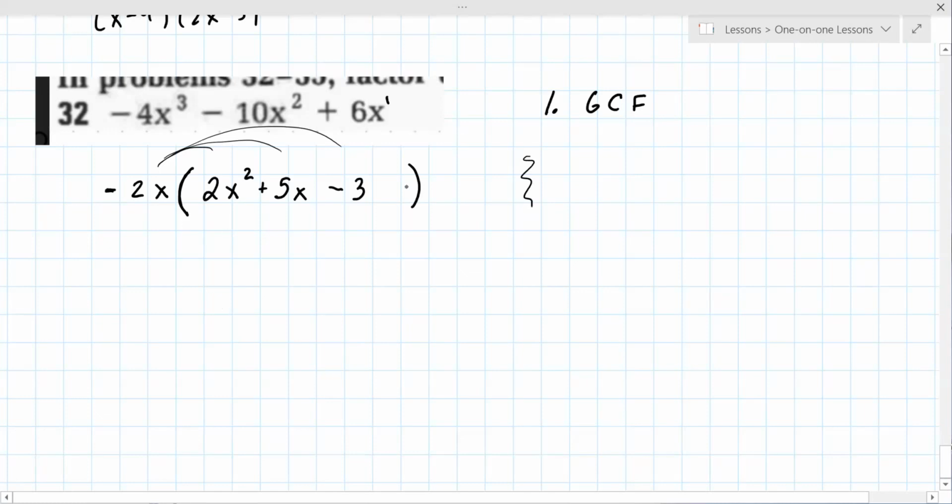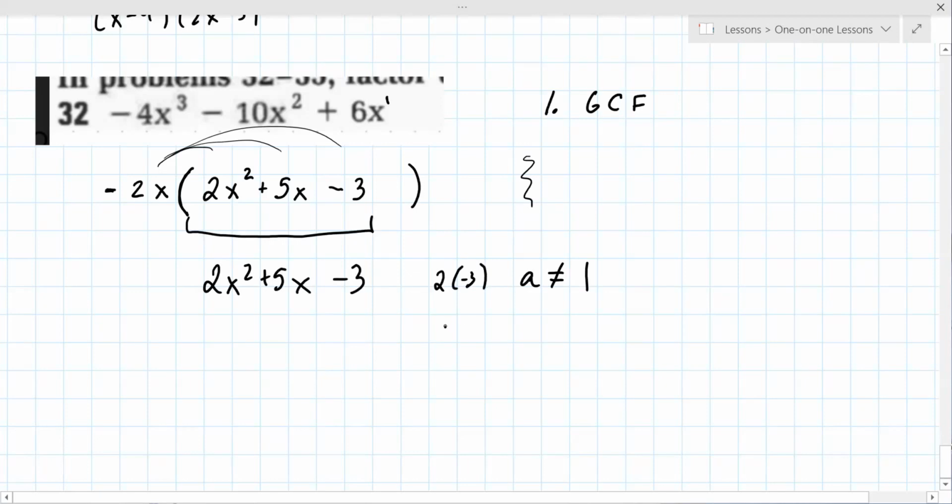So if we look at just what's here, 2x squared plus 5x minus 3. This is an a not equal to 1 because the 2 doesn't go into these. 2 doesn't equal 1. You're going to multiply 2 and negative 3. 2 times negative 3 is negative 6. So now you look for two numbers that multiply to negative 6 but add up to 5. So like negative 1 and 6, 1 and negative 6, negative 2 and 3, 2 and negative 3. Notice how each of these have to multiply back to the original, and we're finding the one that adds up to 5. Which one is it in this list?